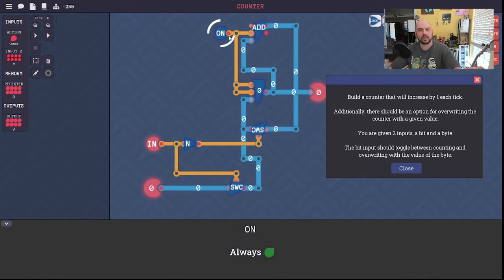I'm putting this on signal in here to permanently put a 1 into this. And then as we have our input here, this will give a signal of 1. So this is going to enable these 2 switches. They said the bit input should toggle between counting and overriding, so we're using this here as an inverted signal and a regular signal.